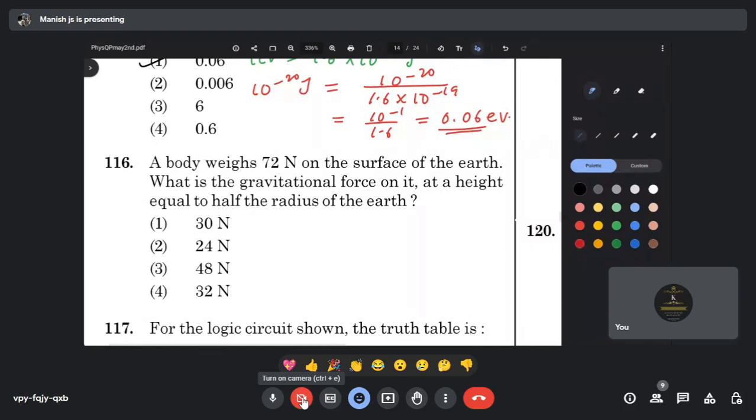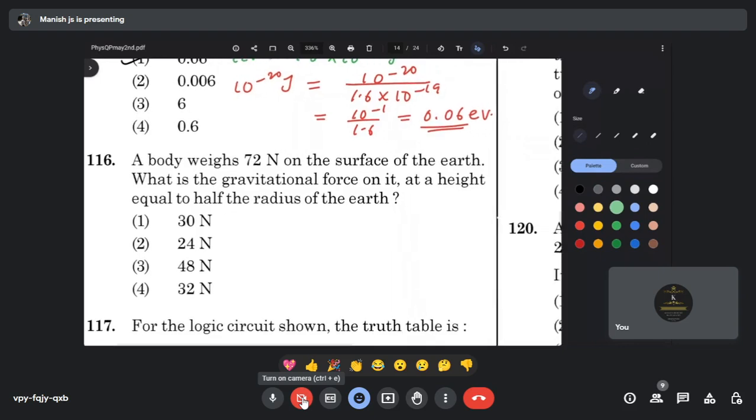Yes, somebody was telling the answer, I guess. 32 newton. Correct. 32 newton is correct. How did you approach it? So first find out the mass. As per the given question, the weight is given in newtons. So W is equal to mg, use the relationship, find out m. You divide by 10, you would get 7.2 kg, right?